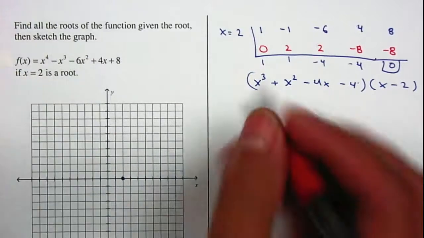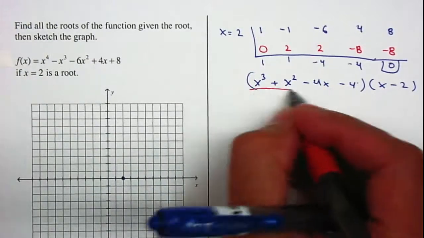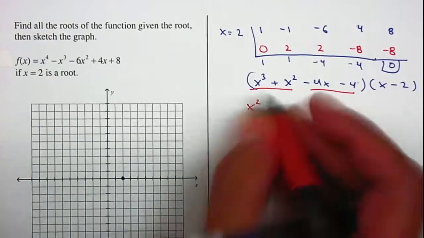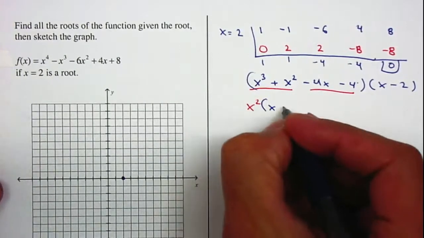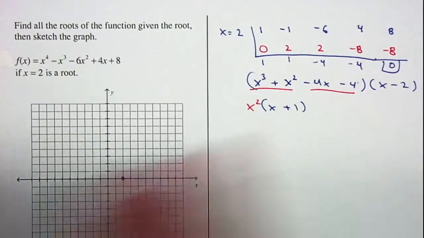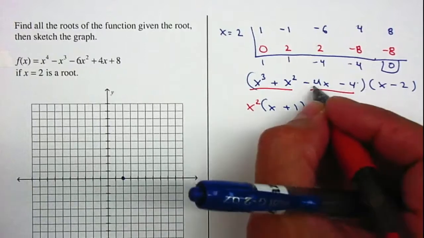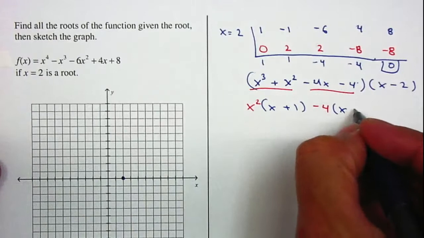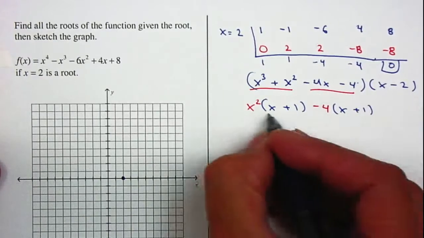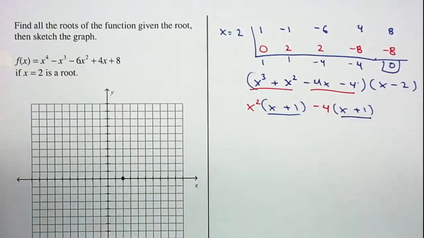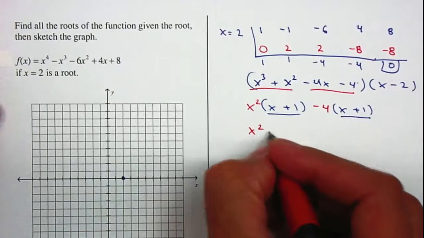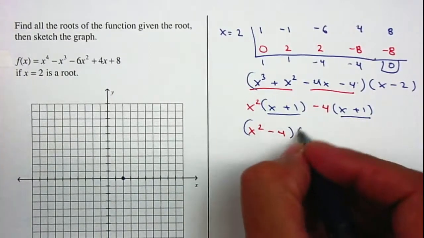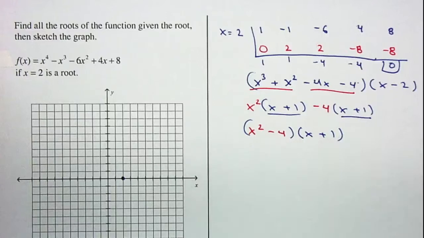I'm going to factor this out. There are 4 terms, so I'm going to factor by grouping. So what can I factor out? X squared. What's left behind? X plus 1. What can I factor out? I can factor a -4. What's left? X plus 1. This one should be exactly the same. So we have x squared minus 4, and your x plus 1 gets written only once.